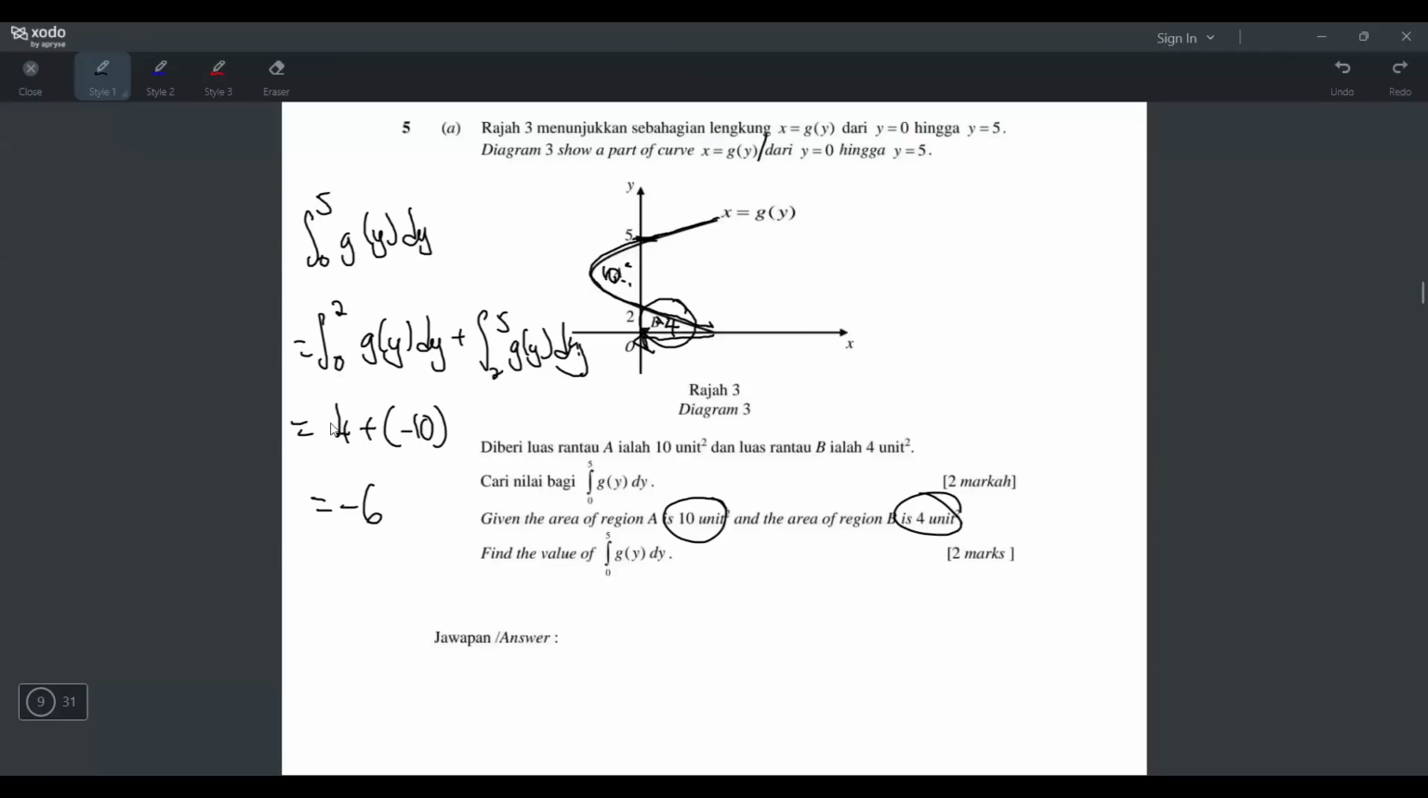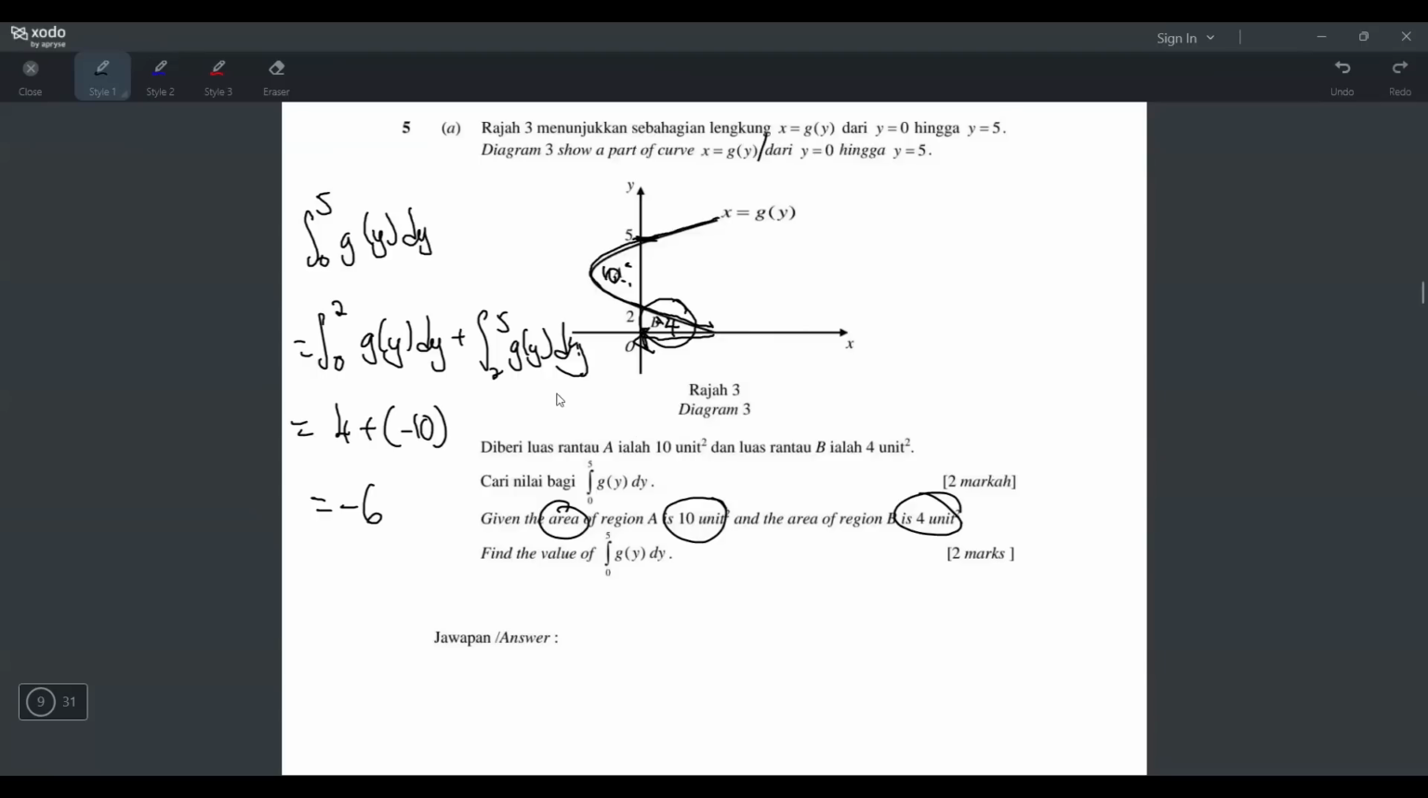That's the answer. Okay, I know some students might ask, hey sir, if it's negative 10, then why don't they write negative 10 here? Why do they put positive 10? Because they already took the modulus. Because this is area. Area cannot be negative, area must be positive. They already took the modulus for you. That's why it's positive 10, right?